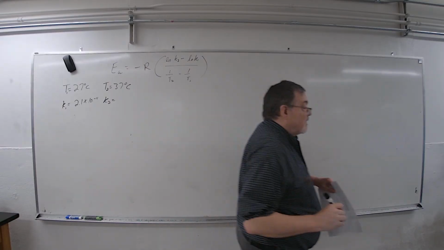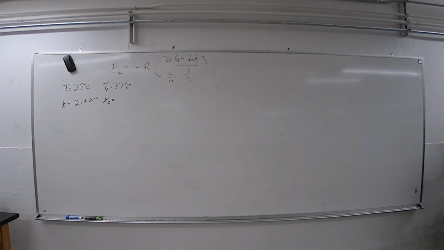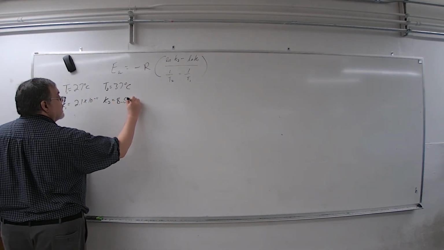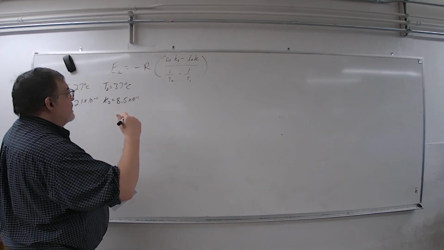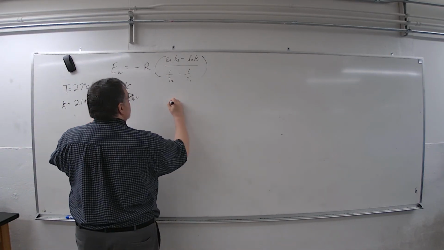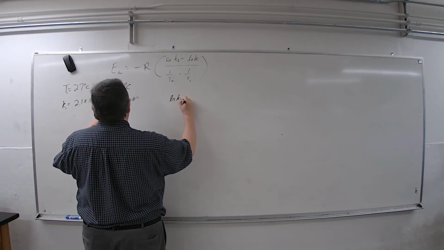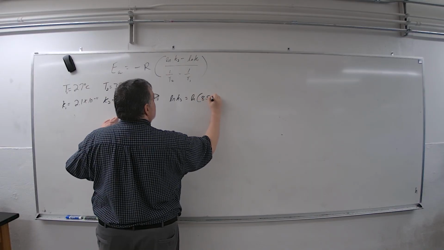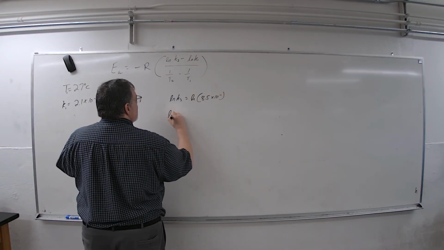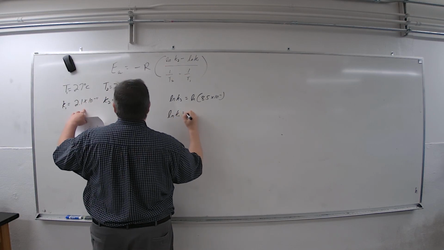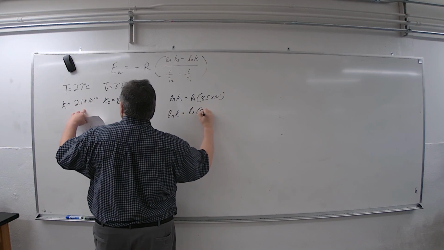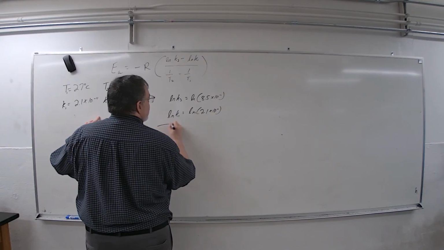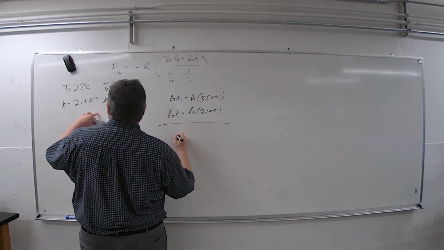This is the 2-point method. 8.5 times 10 to the 11. All right, so we'll just use these as labeled. I need natural log of K2 equals natural log of K1, which is 2.1 times 10 to the 11. So that's the numerator. I'm sketching it out here.